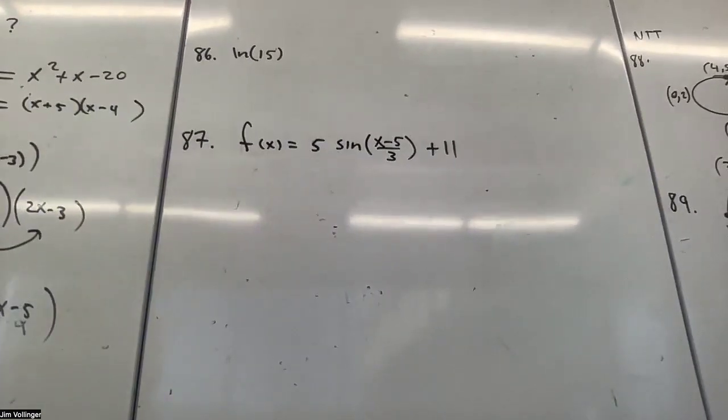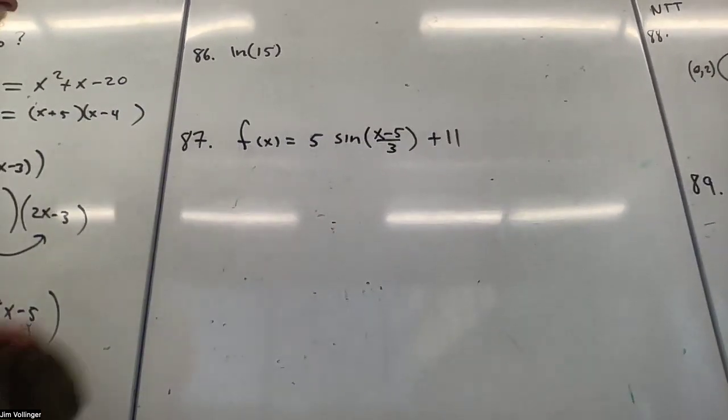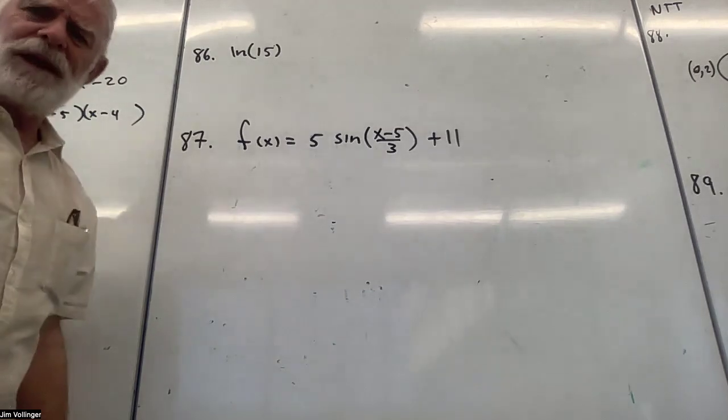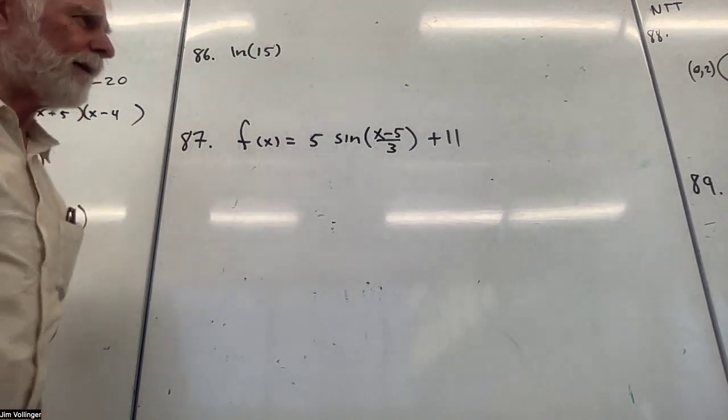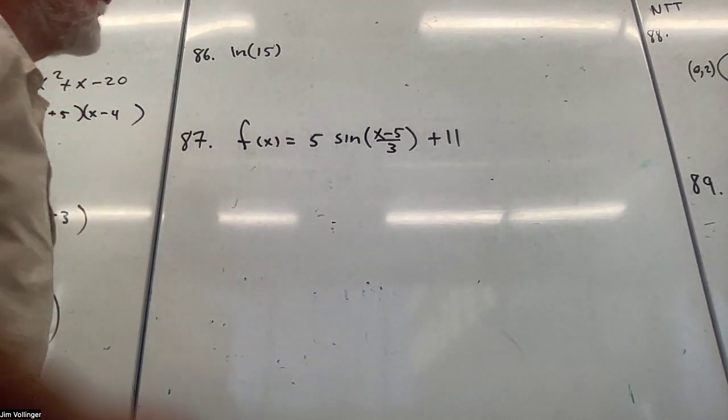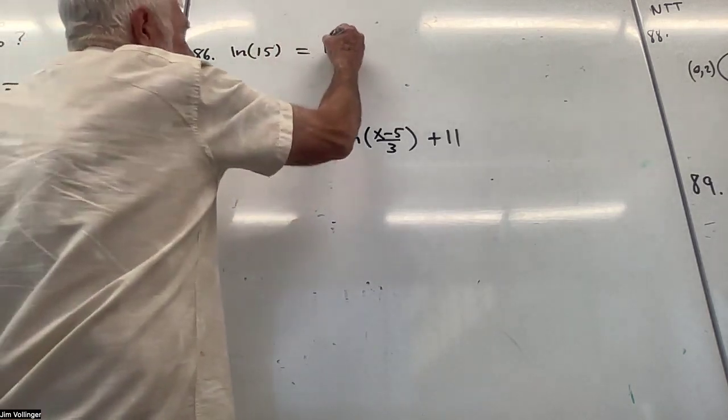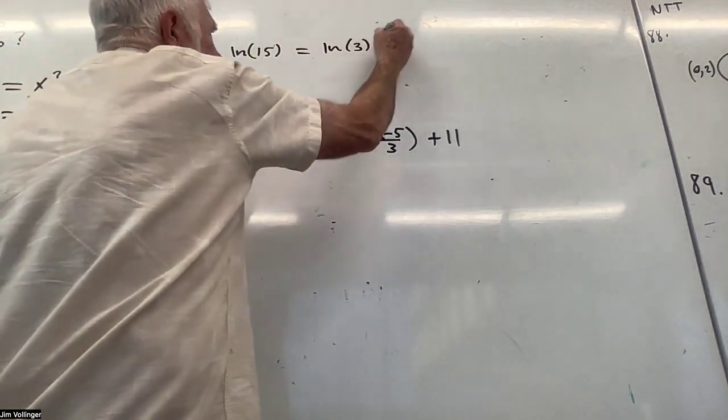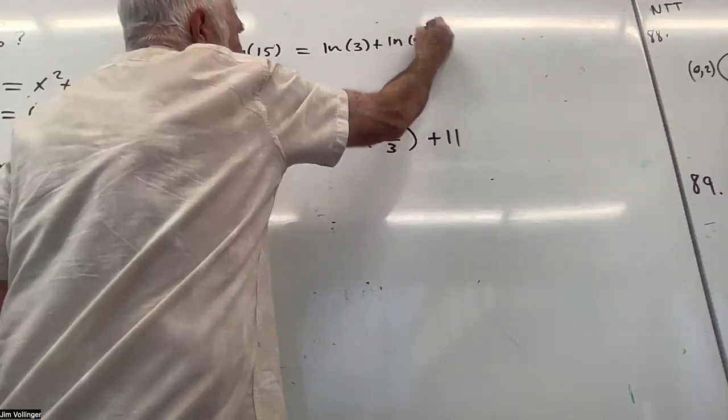There we go. The ln of 15. I'd like you to know ln and e to the x values. My class does know those now. So the ln of 15 is going to be the ln of 3 plus the ln of 5, and I want to show you where that comes from.